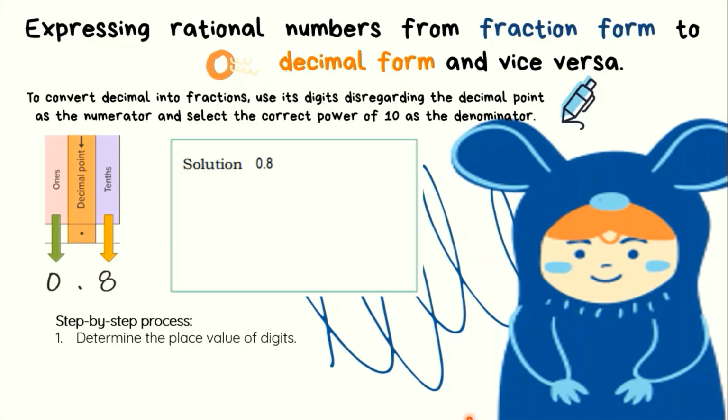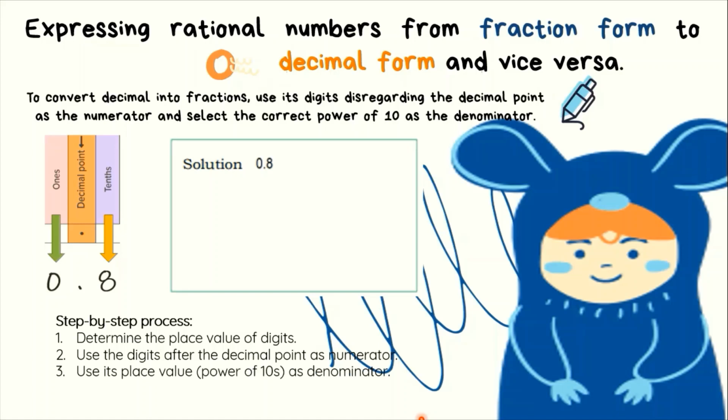Dahil alam na natin ang place value ng 0.8, we can use the digits after the decimal point as numerator. Itong 8 after the decimal point, lahat ng mga numbers na nasa kanan ay gagamitin nating numerator. And then we can use its place value, which is in the power of tenths, as its denominator. Gagamitin daw natin yung mga numbers after the decimal point as numerator at yung kanyang place value for denominator. So, ulitin lang natin na si 8 ay ang ating number after decimal point. So, ito ang ating numerator, at ang kanyang place value ay tenths.